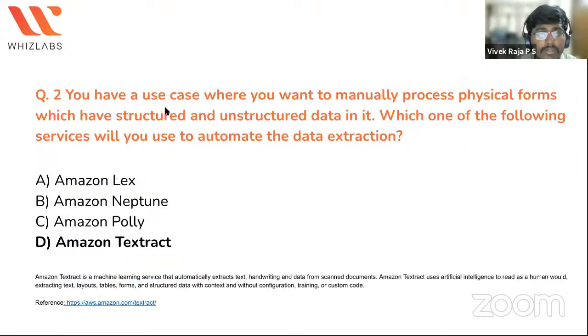Second question. You have a use case where you have to manually process physical forms with structured and unstructured data. So Textract is where you can use multiple log files or text data to detect some meaningful insights. That's where you can use Textract, and this will automate your text extraction processes. So this is where we'll be able to use AI for your structured and unstructured data.